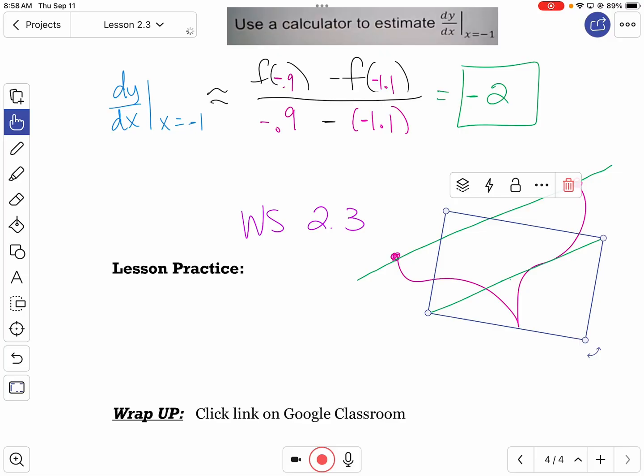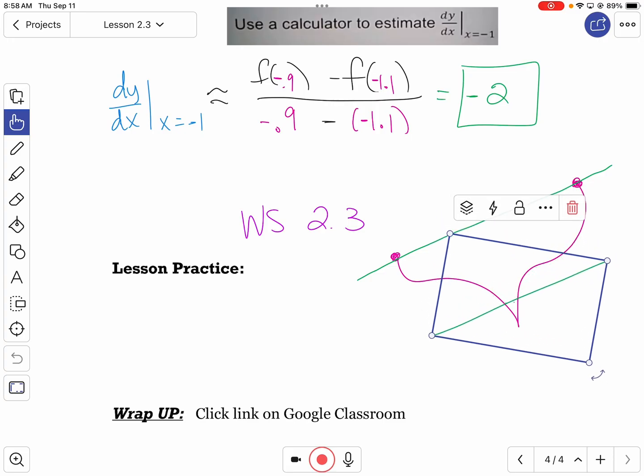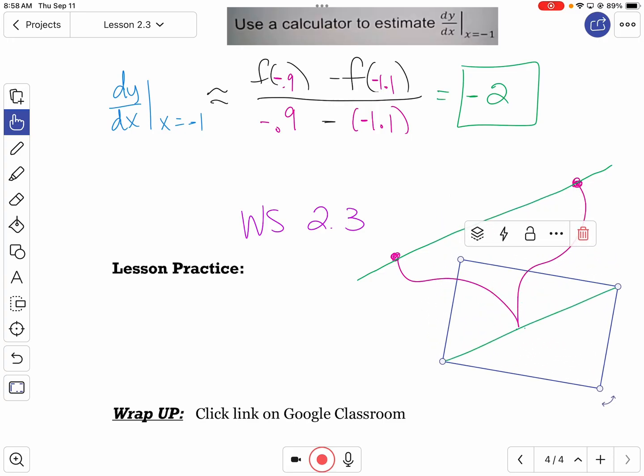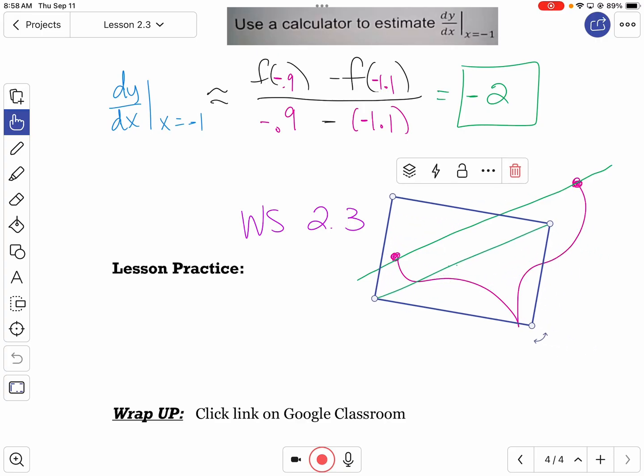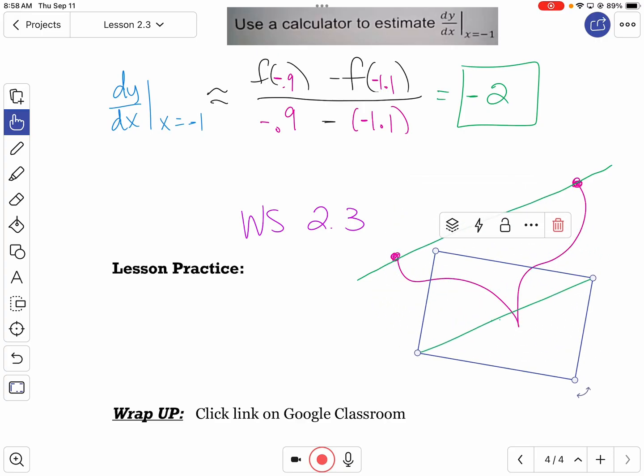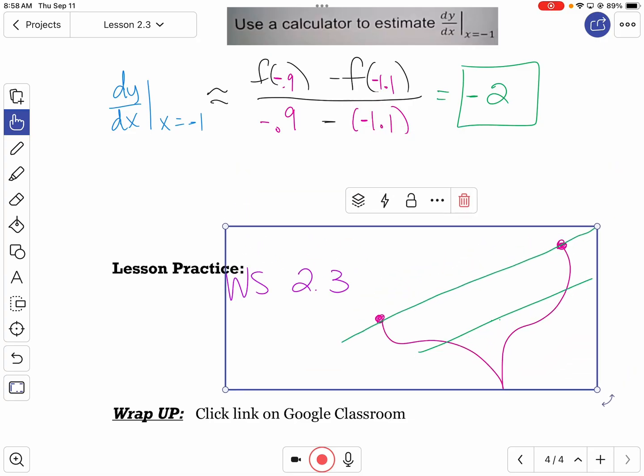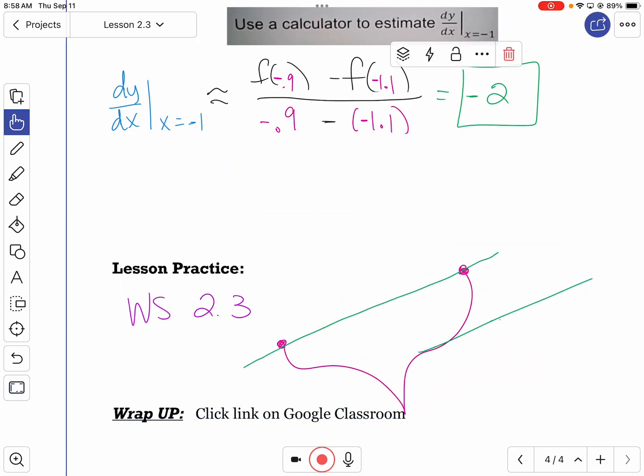You're just going to basically think about if I slide that secant line through between the endpoints, how many times would it touch just one spot on my graph? That's what that question's asking. It's weird, but just to give you a hint of what it's asking. That's number 3 on that worksheet. All right, so your lesson practice is just worksheet 2.3.